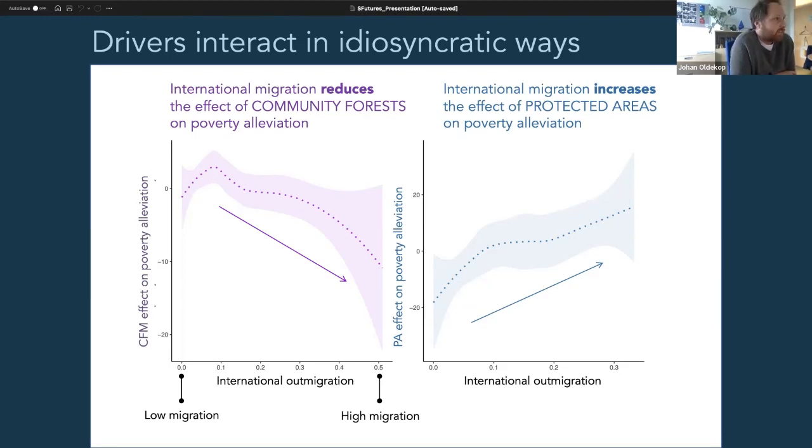And in the case of protected areas, I think we're hypothesizing that outmigration and remittances might allow households to invest in infrastructure that supports tourism, or that allows them to increase the benefits that they get from tourism.